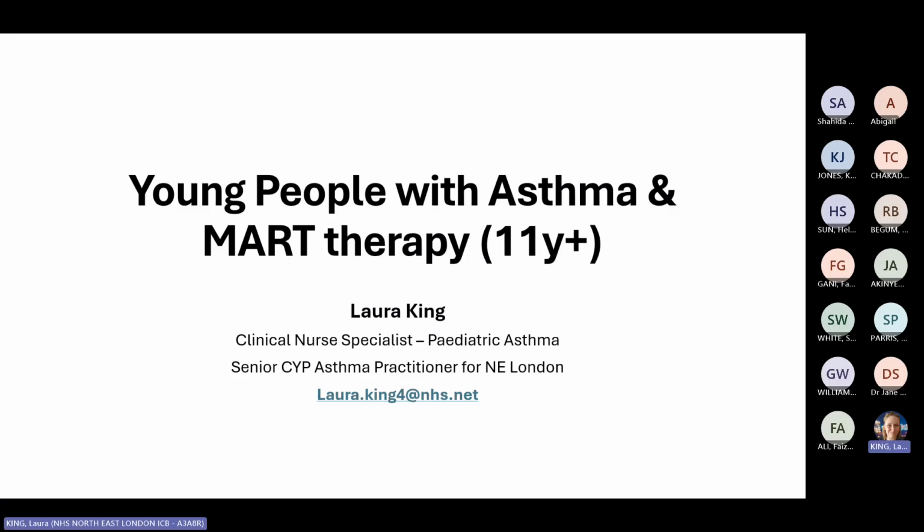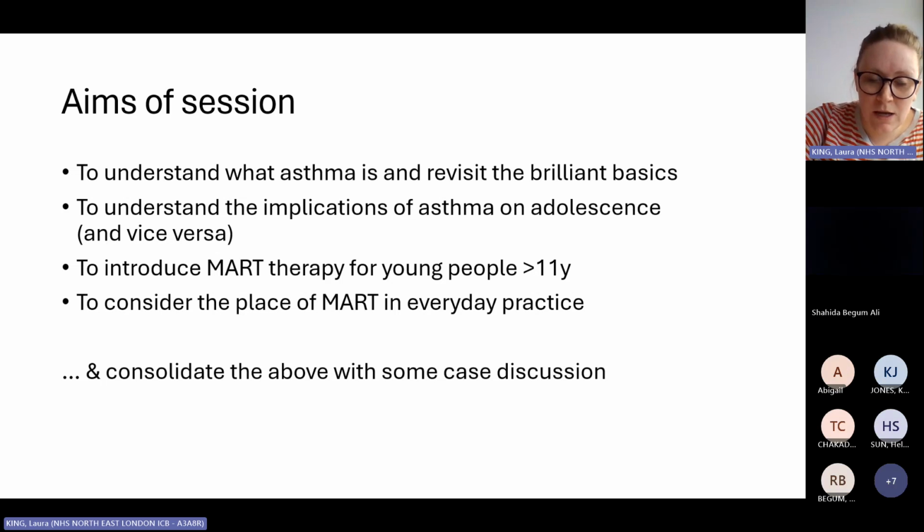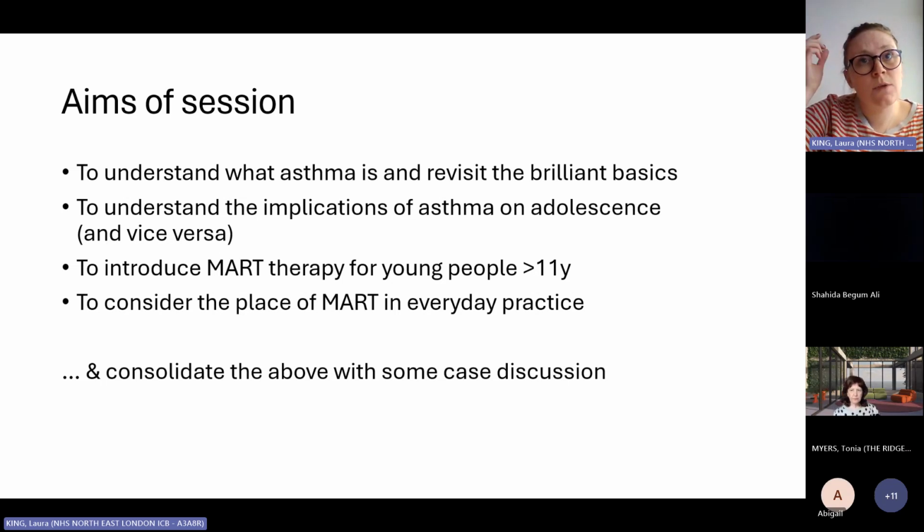So the aims of today's session: we already know what asthma is, because if you didn't, you wouldn't be in the session, but we're going to briefly revisit the brilliant basics and what keeps our patients safe. We're going to look at the implications of asthma in adolescents and vice versa, the impacts of adolescence on asthma, very briefly, and consider the context of the group that we're talking about here.